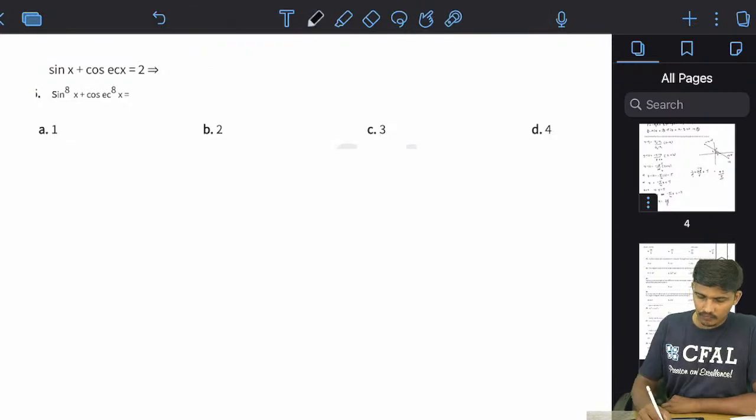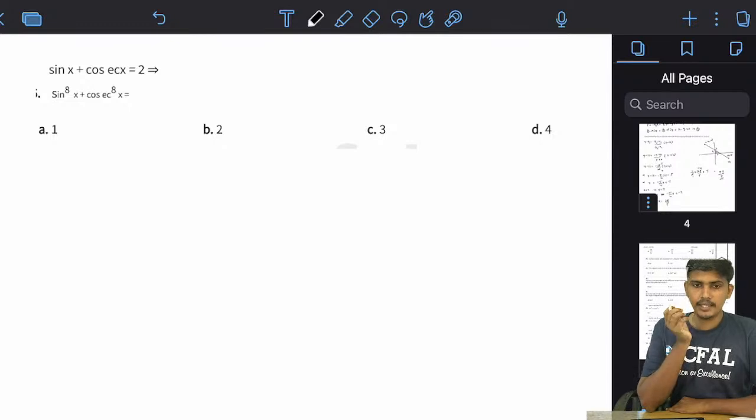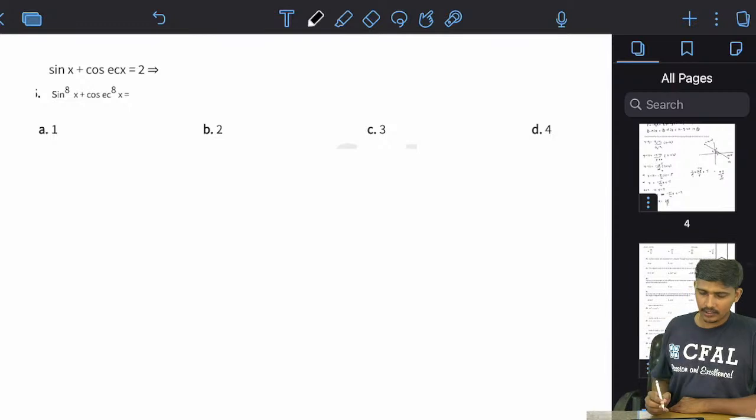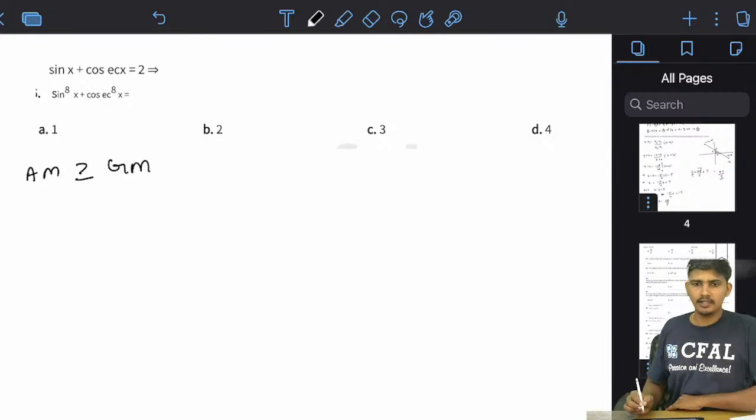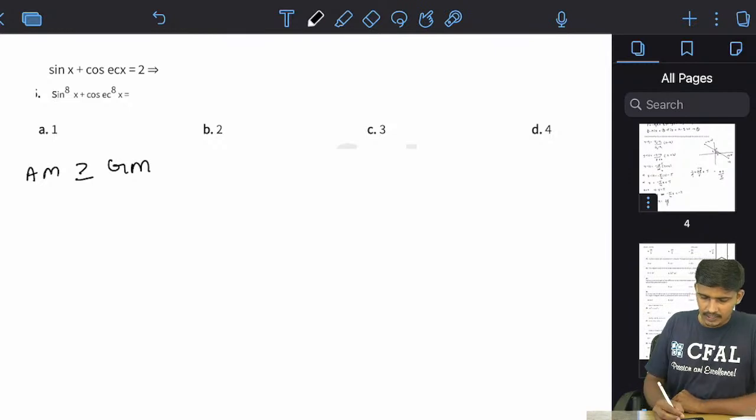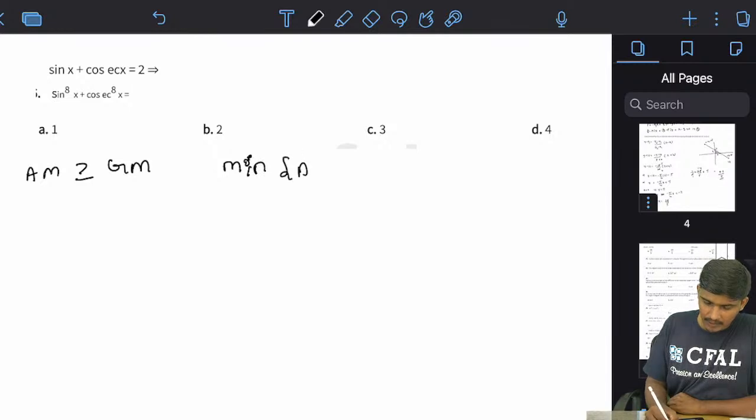See, one thing you have to observe here is that when sin x plus cosecant x is equal to 2, what strategy can we use? One nice thing is that we know arithmetic mean is always greater than or equal to geometric mean, right? Arithmetic mean is always greater than or equal to geometric mean, and the minimum value of arithmetic mean will be equal to geometric mean.